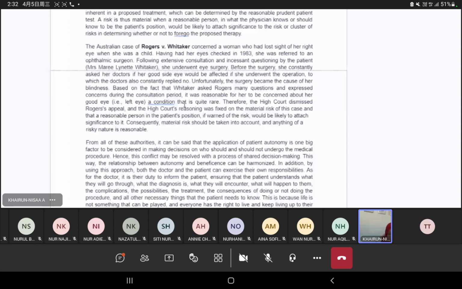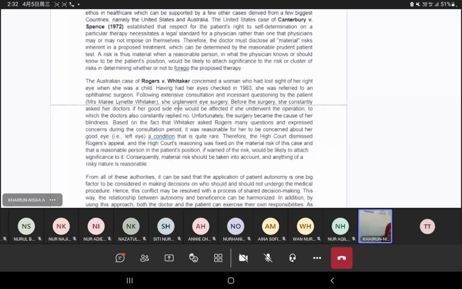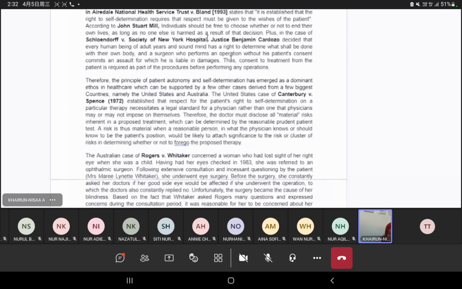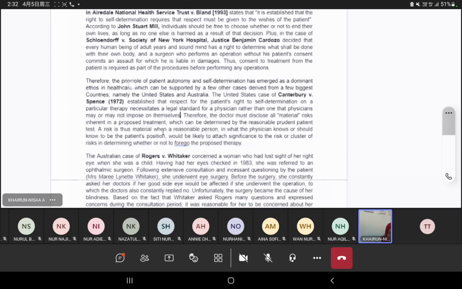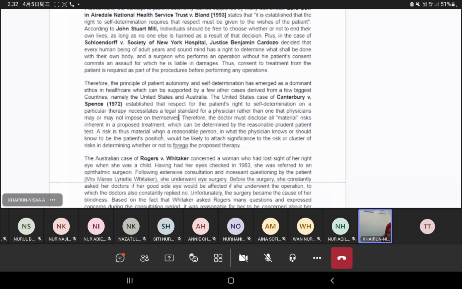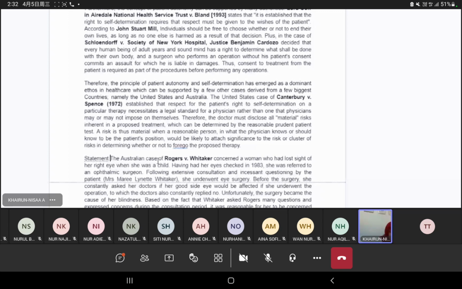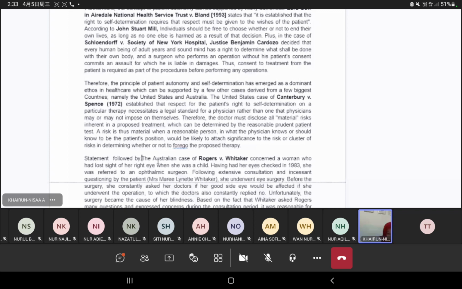But you are simply giving me 3 cases without having a strong statement on why these 3 cases are stated here. What are you trying to say when you give me the case of Schwandorf? What are you trying to say when you state the case of Canterbury? What are you trying to say when you state the case of Rogers and Whittaker? Please remember, for every paragraph, you cannot simply start with a case. You have a statement first, followed by case. Is it clear? What is your statement?